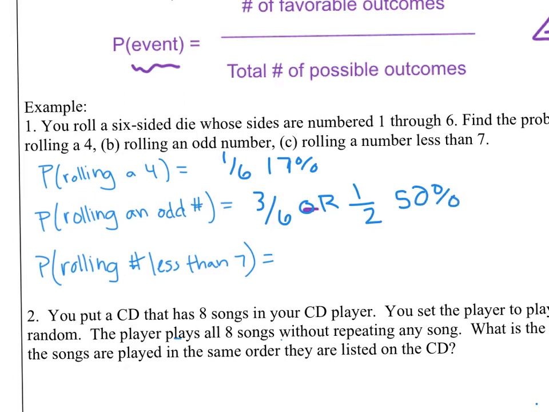And then probability of rolling a number less than 7. Okay, so we have 1 through 6. So that would be 6 favorable outcomes, 6 possible times you could get a number less than 7. So 6 out of 6 would give you 100% probability that that would occur. 100% chance that you're going to get a number less than 7.